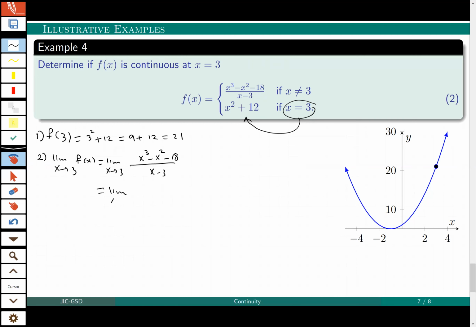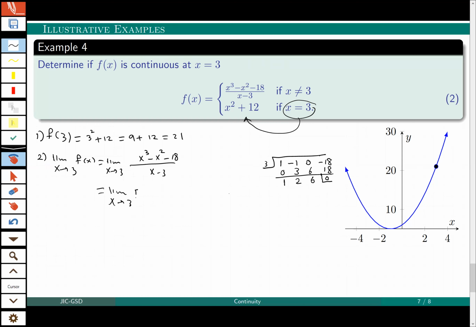That will be limit when x goes to 3. Using synthetic division, we divide by 3. Coefficient of x cubed is 1. Coefficient of x squared is minus 1, but coefficient of x is 0, then minus 18. 1 plus 0, it's 1. 3 times 1 is 3. Minus 1 plus 3, it's 2. 3 times 2, it's 6. 0 plus 6 is 6. And 3 times 6 is 18, and that will be 0.